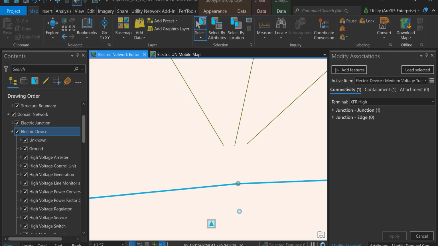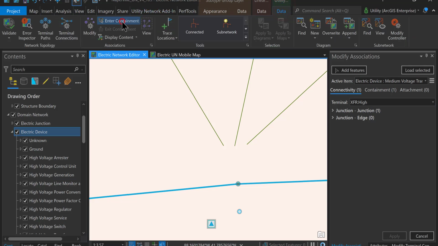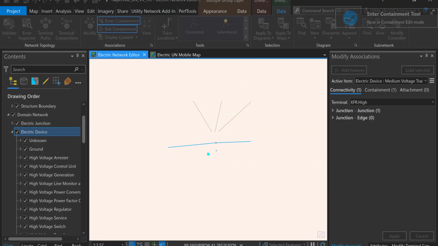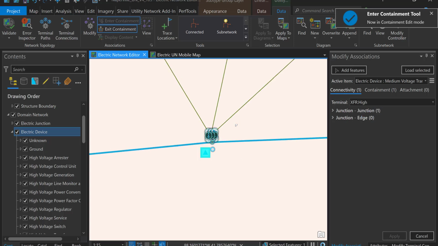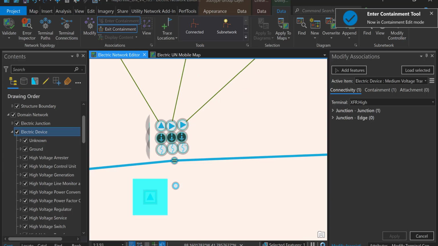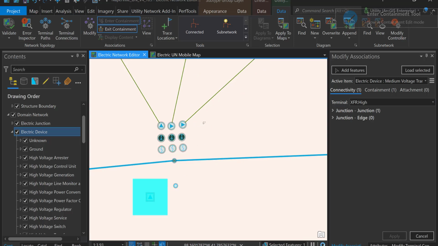This is one way that the utility network can manage white space. Containment associations enable modeling a dense collection of features in your network while also controlling clutter. So a good example of this would be this transformer bank. Now this transformer bank contains 9 features inside of it, right?